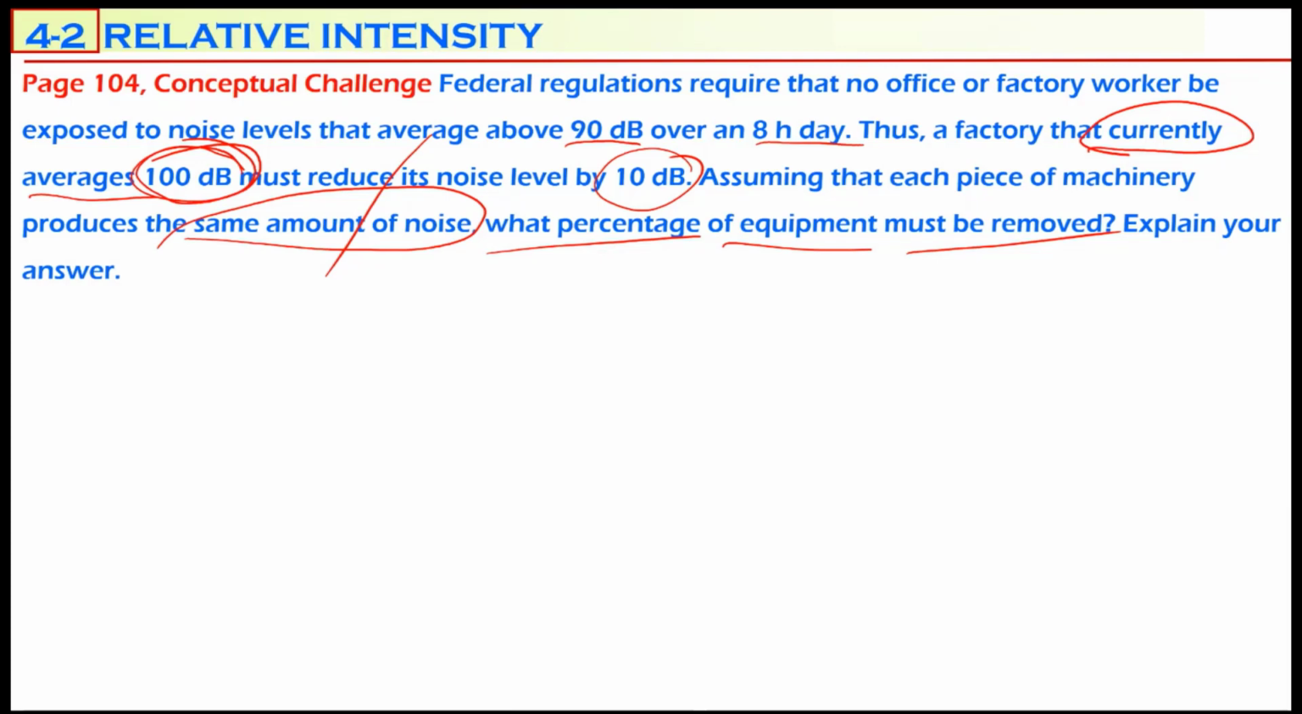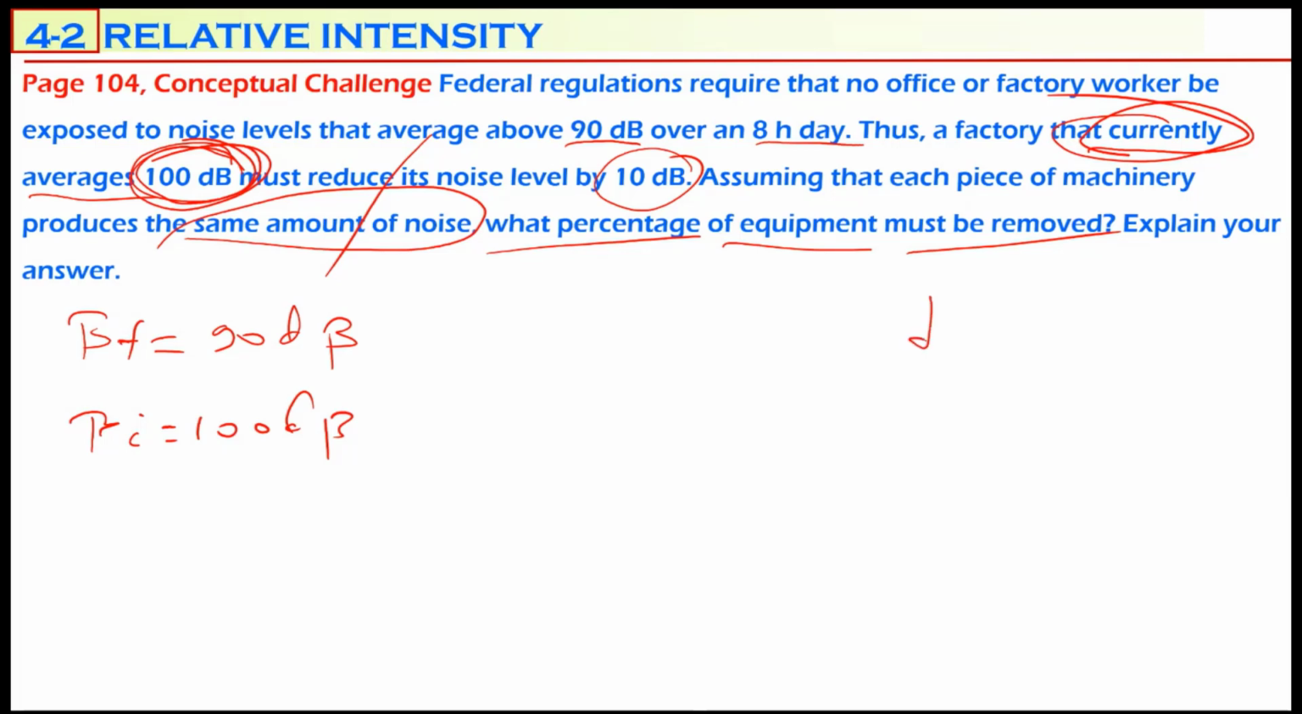So now, what is the current decibel level? Initially 100 decibel. But we should decrease this decibel level to 90 because 90 is safe for workers. So I am going to decrease this decibel level from 100 to 90 decibel. But to do that, I have to switch off some machines. So the question is asking, what percentage must be switched off? What makes the sound here? The machines are making the sound.